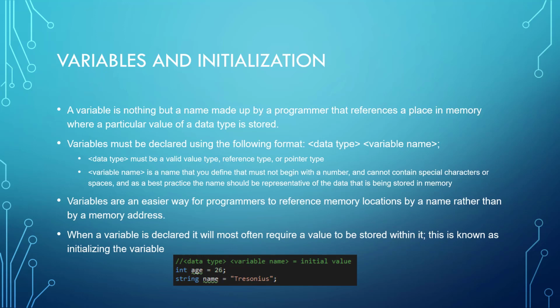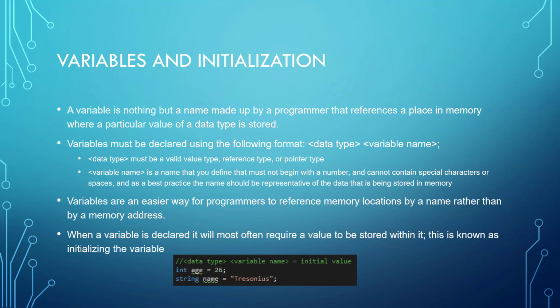And it's best practice that the name should be representative of the data that's going to be stored in memory. So for instance, if we wanted to declare or create a variable that was of type integer, and it was going to represent or hold someone's age, then we'd probably want to name it age. That way, any programmer looking at that name understands what data we're trying to represent with that variable. So variables are an easy way for programmers to reference memory locations by a name rather than having to remember or figure out what the memory address is.